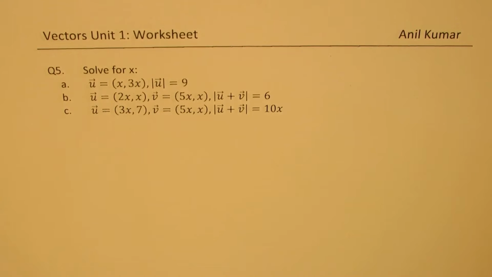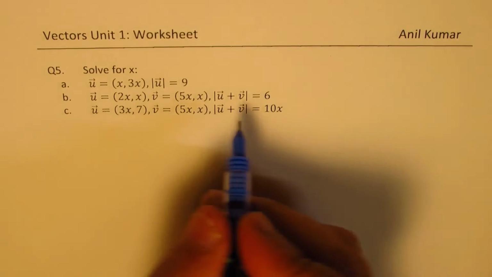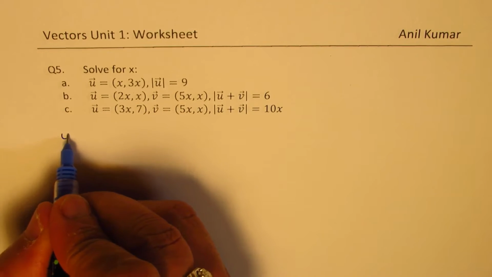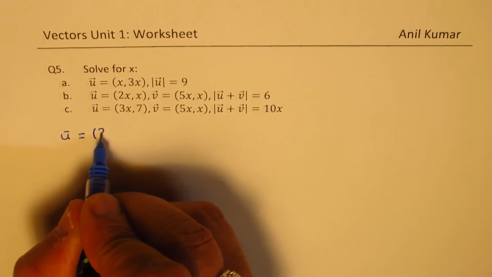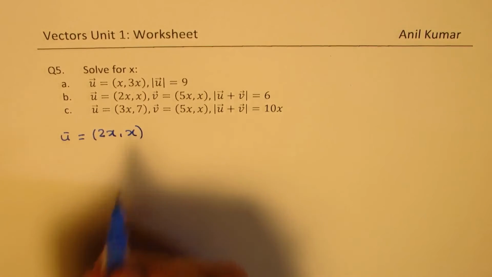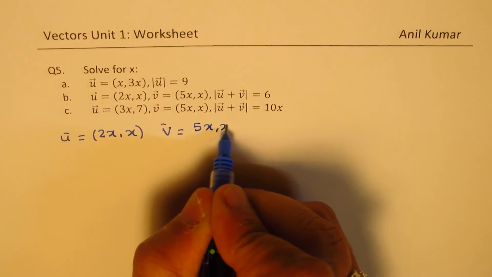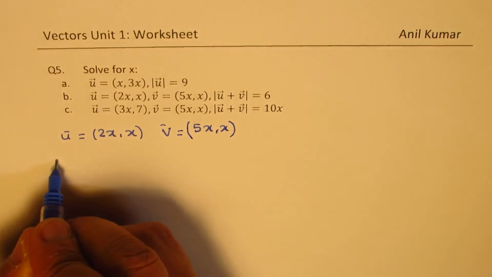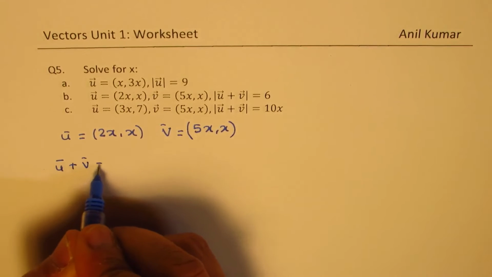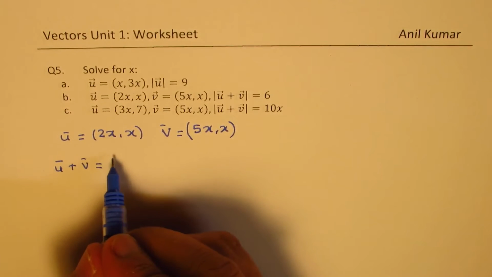In part B, we are given two vectors and the magnitude of the sum of these vectors is 6. So let us find the sum of the vectors first. We are given the vector u as (2x, x), vector v as (5x, x), correct? So vector u plus vector v will be what?